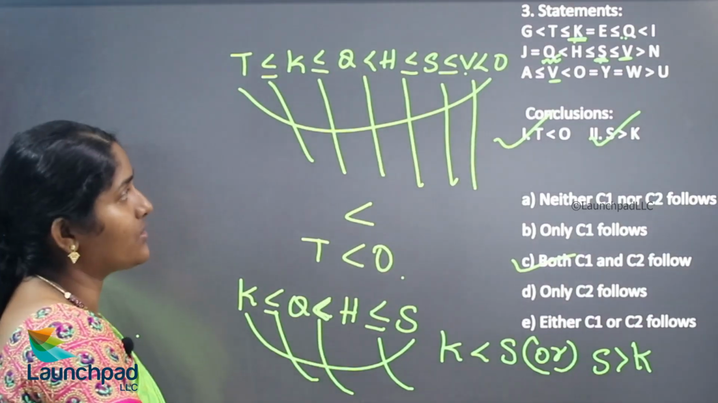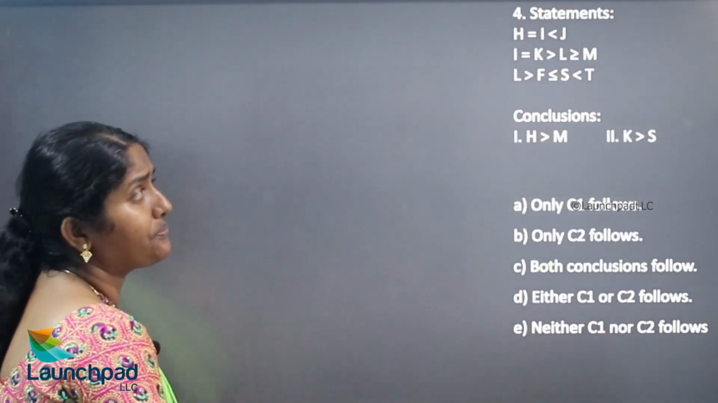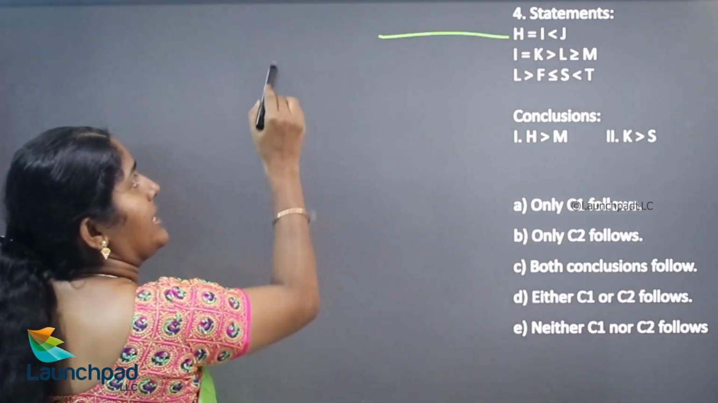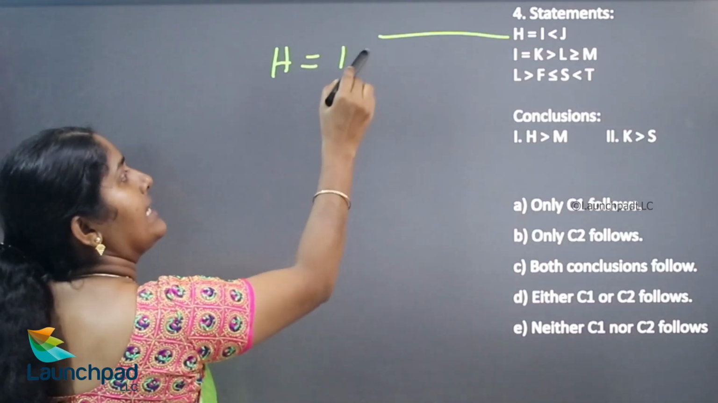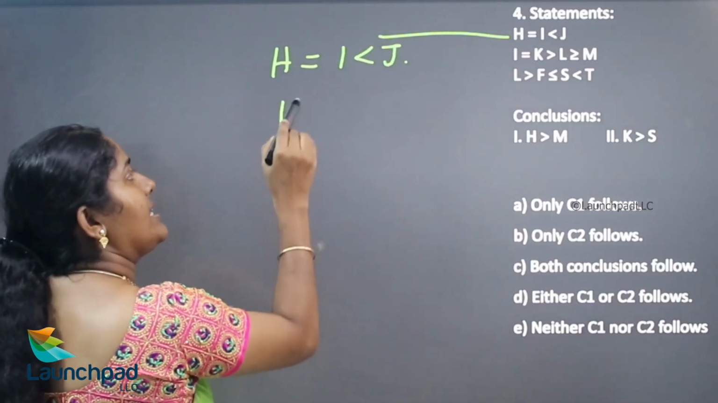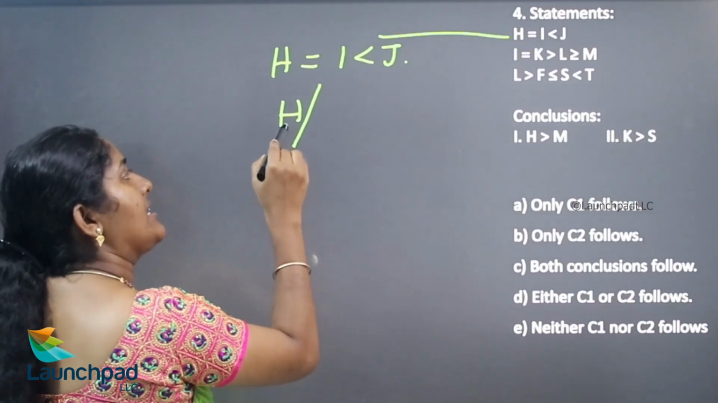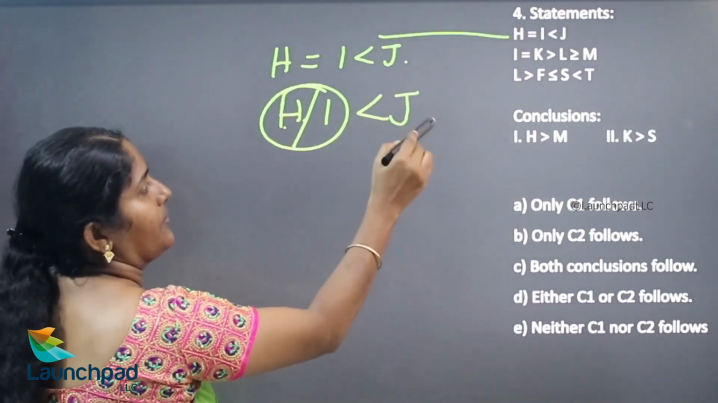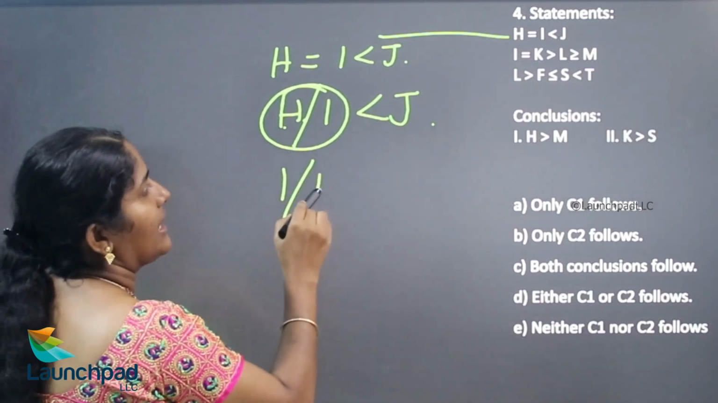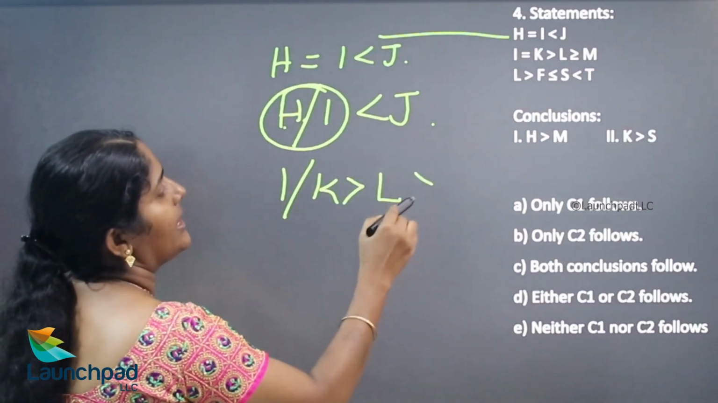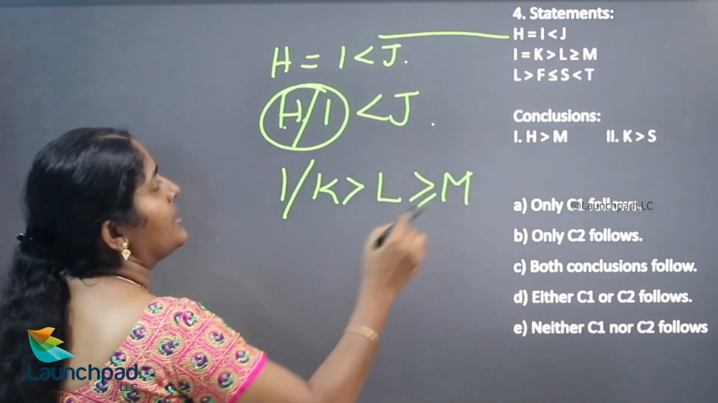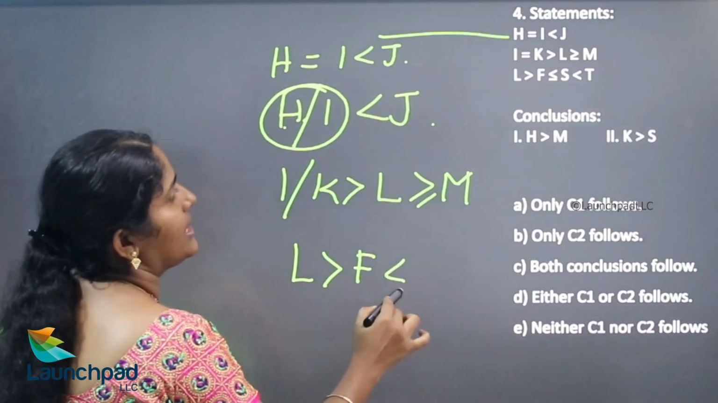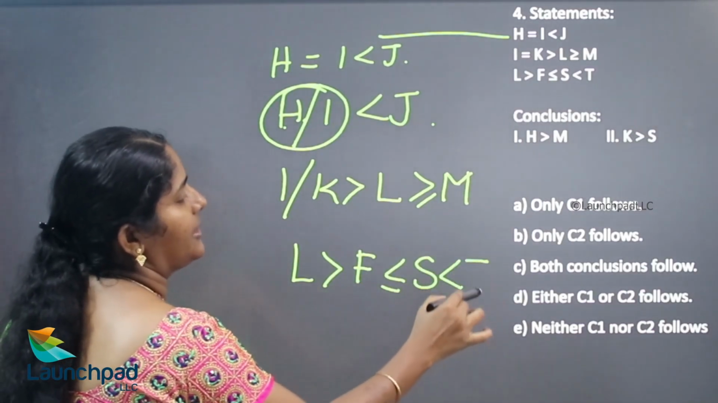We'll move on to your next question. So here, first, there are three statements. The first statement indicates H is equal to I less than J. So I can use H instead of I, both are the same, less than J. So I less than K greater than L greater than or equal to M. So L greater than F less than or equal to S less than T.